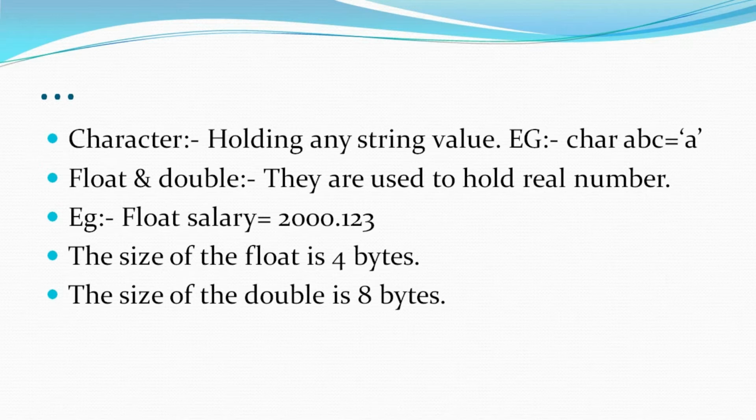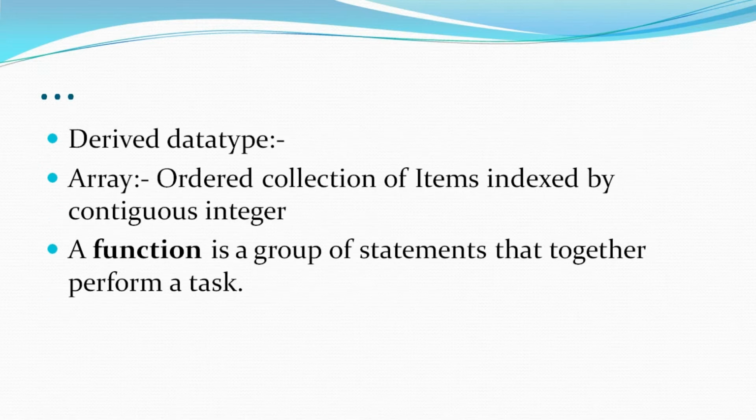Example, float salary, that is 2000.123. The size of the float is 4 bytes, and the size of the double is 8 bytes. What does that mean? The double is in fact a double float. I'll tell you later when we do some programming on these data types. But these were the basic things that you should keep in your mind. That is all about your user-defined data type. Now comes your derived data type.